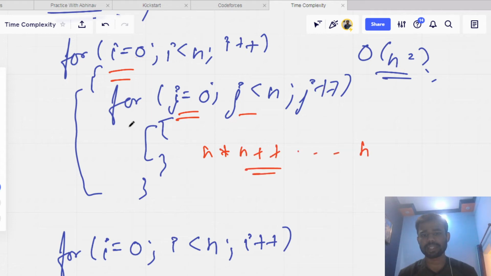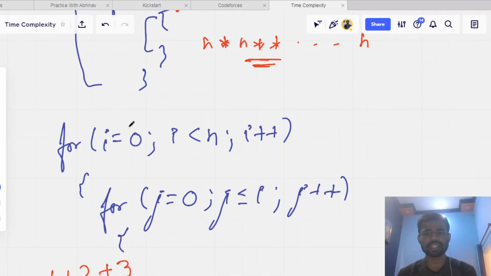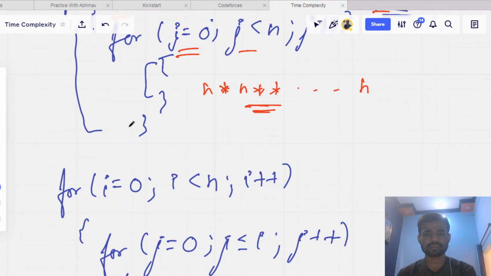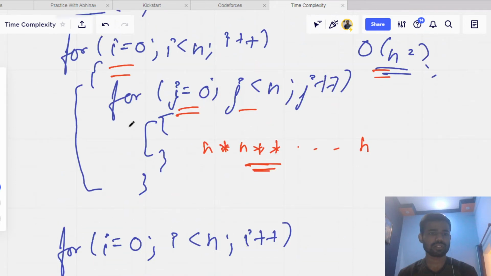Here it is multiply basically, like this plus. So for it is n square basically. Okay. But in this case, sorry, here it is a little bit of a doubt.